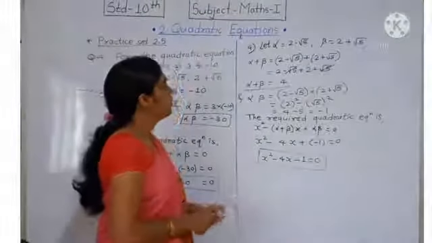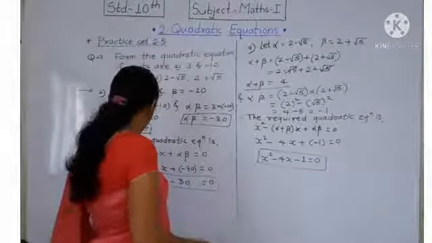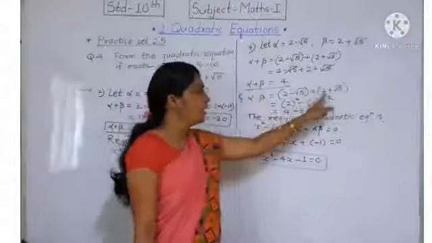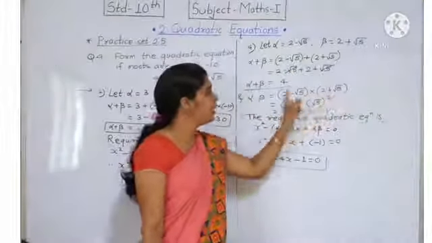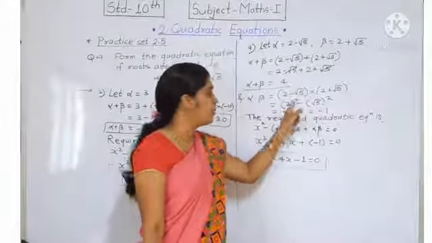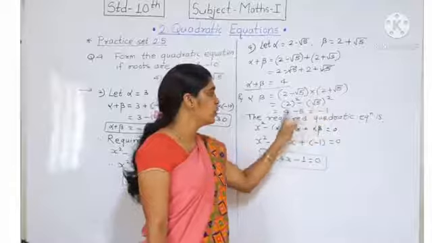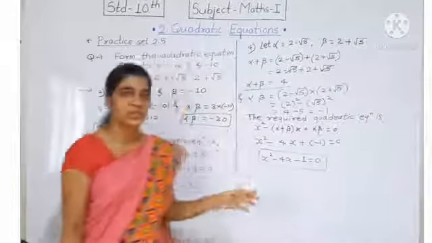Here, first calculate alpha plus beta, then calculate alpha into beta. This is in the form (a plus b)(a minus b), so we write a square minus b square. 2 square is 4, root 5 square is 5. 4 minus 5 is minus 1.